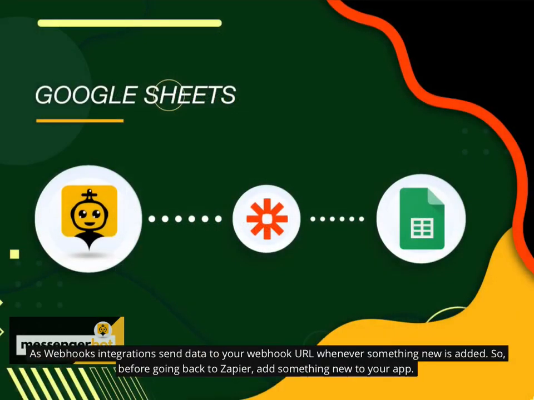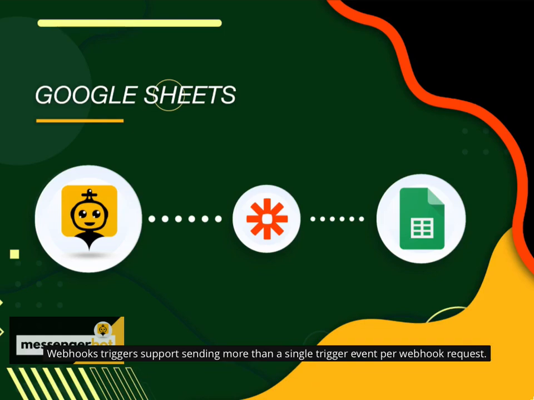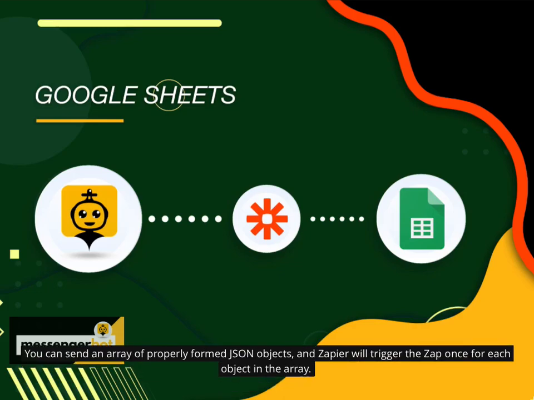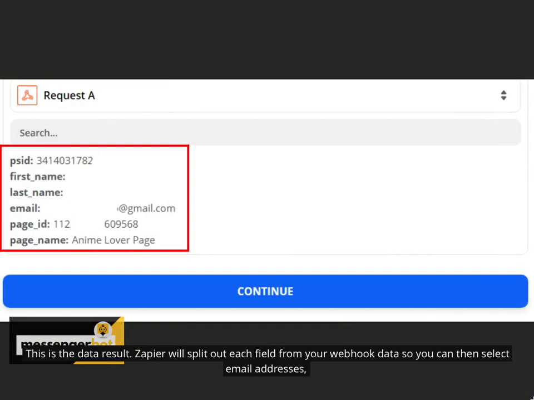Webhook's integrations send data to your Webhook URL whenever something new is added. So, before going back to Zapier, add something new to your app. Webhook's triggers support sending more than a single trigger event per webhook request. You can send an array of properly formed JSON objects, and Zapier will trigger the zap once for each object in the array. Back in Zapier, click Find Hook. If your hook is found, the step will show it was successful and you can see the data received. This is the data result.